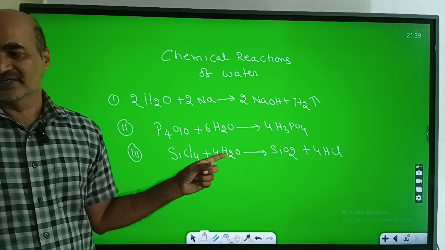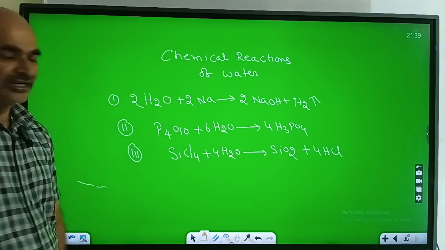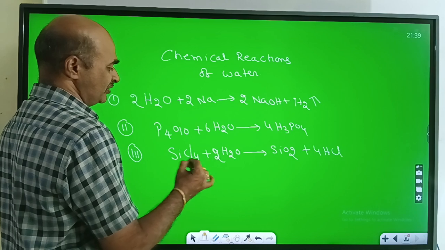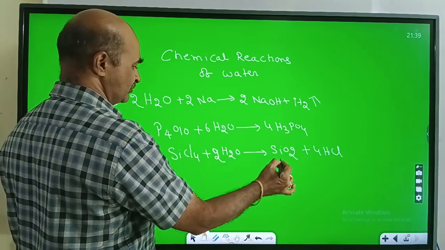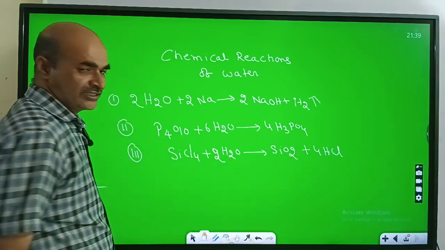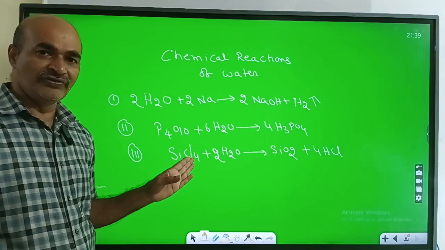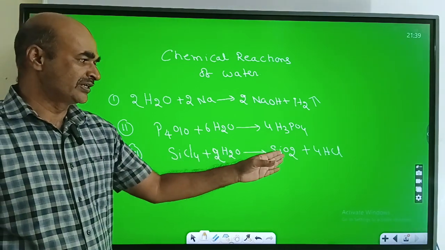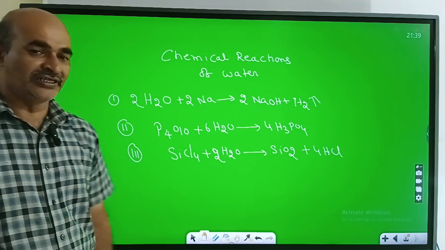SiCl4 reacts with water. You get silica, SiO2, plus 4HCl. This is SiCl4, silicon tetrachloride, reacts with water. You get SiO2 plus 4HCl.